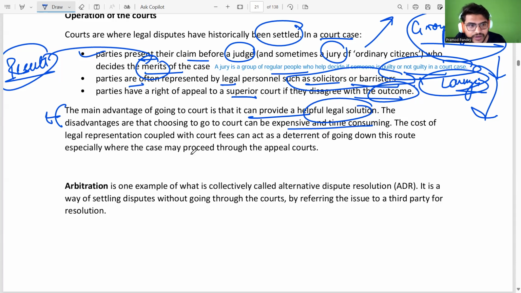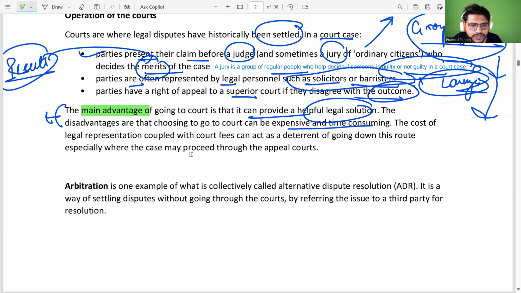So there would be a different thing when they talk about what is an advantage and what is a main advantage. So these two words themselves can make a difference. If they talk about the main advantage, then you have to talk about how they can provide a helpful legal solution. And this advantage would be the one to be choosing, or choosing a court would be an expensive one and time consuming, right?